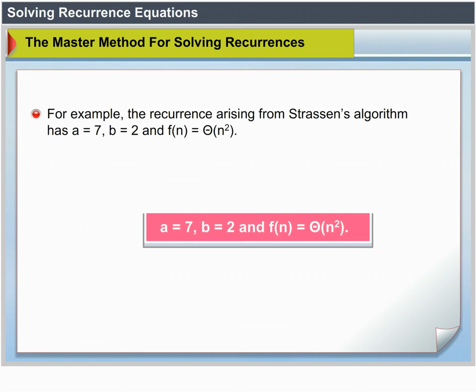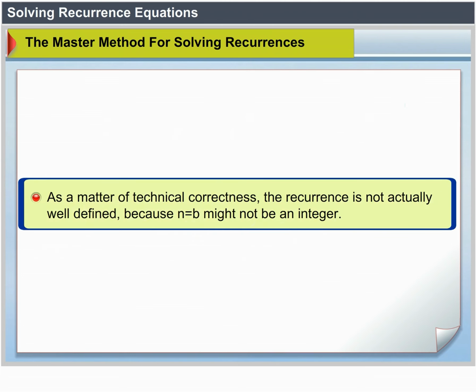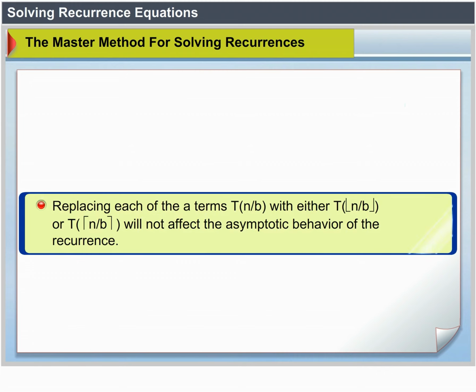As a matter of technical correctness, the recurrence is not actually well defined because n/b might not be an integer. Replacing each of the a terms T(n/b) with either T(floor of n/b) or T(ceiling of n/b) will not affect the asymptotic behavior of the recurrence.